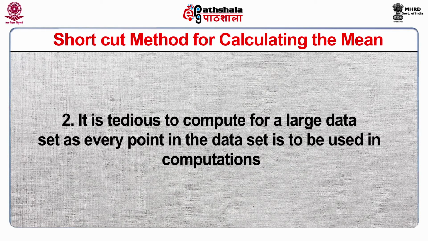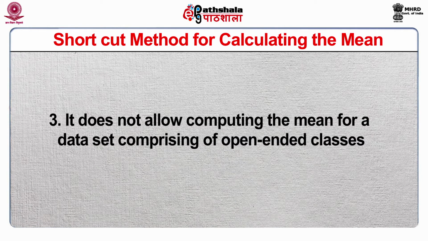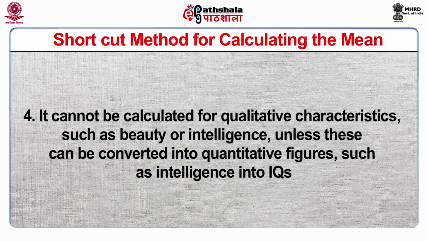The second disadvantage: it is tedious to compute for a large data set as every point in the data set is to be used in the computations. Third, it does not allow computing the mean for a data set comprising open-ended classes. Fourth, it cannot be calculated for qualitative characteristics such as beauty or intelligence unless these can be converted into quantitative figures, such as intelligence into IQ.